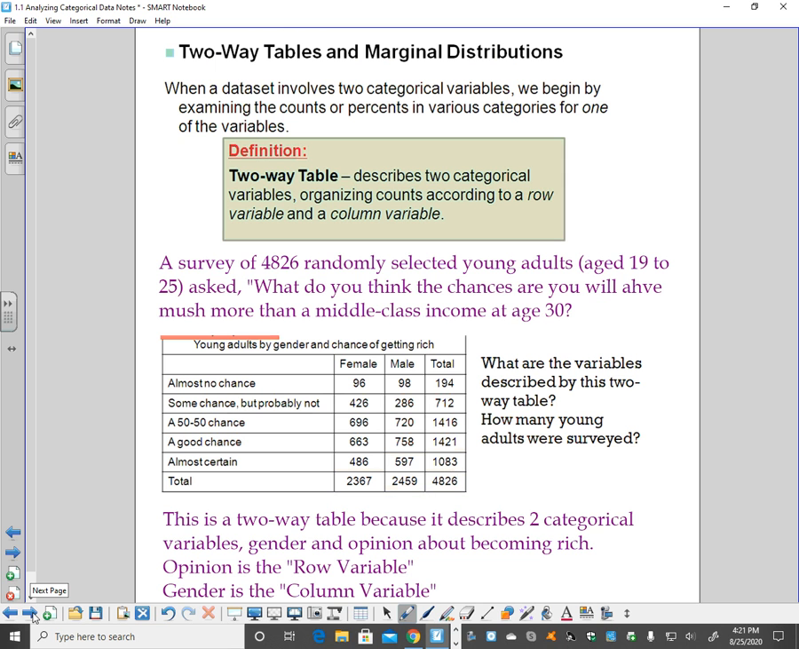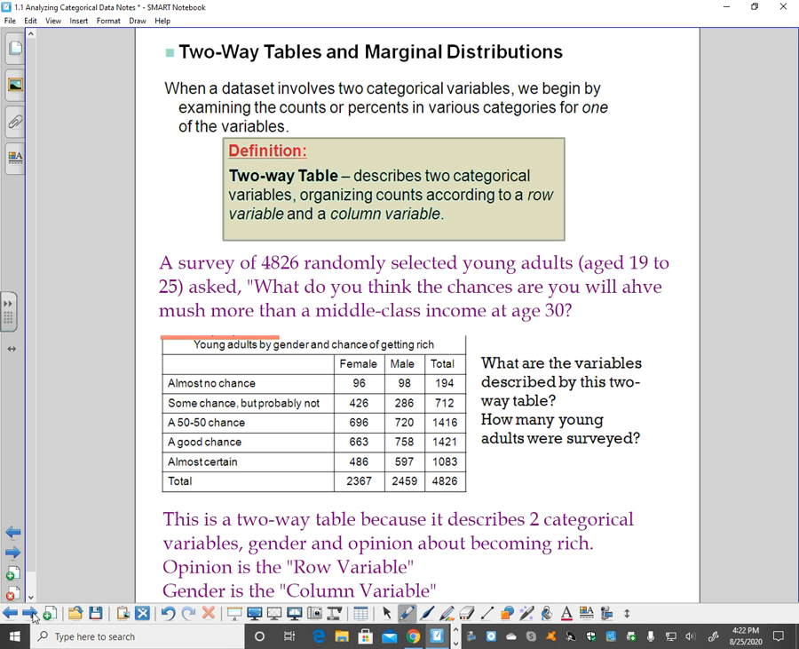All right, two-way tables and marginal distributions. When a data set involves two categorical variables, we begin examining the counts or percents in various categories for one of the variables. A two-way table describes two categorical variables, organizing counts according to a row variable and a column variable. A survey of over 4,000 randomly selected young adults, defined as 19 to 25, asked, what do you think the chances are that you will have much more than a middle class income at age 30?